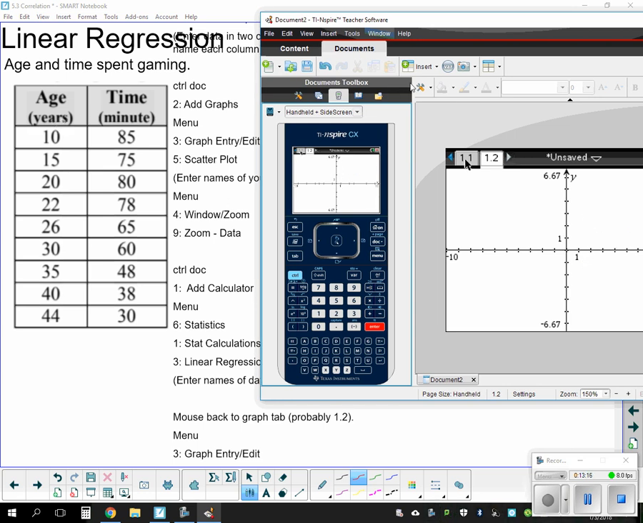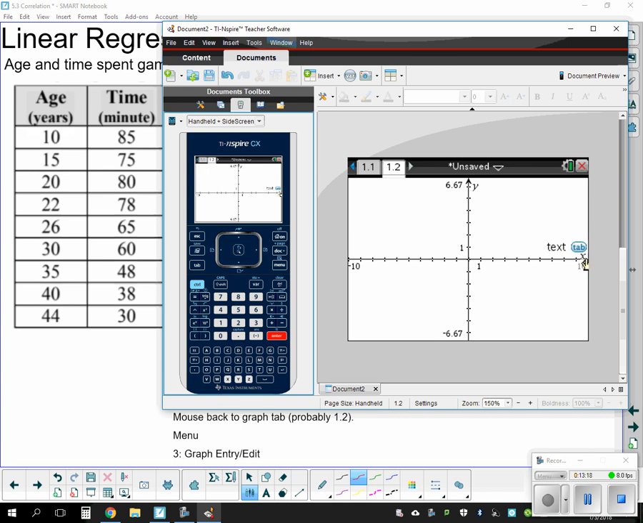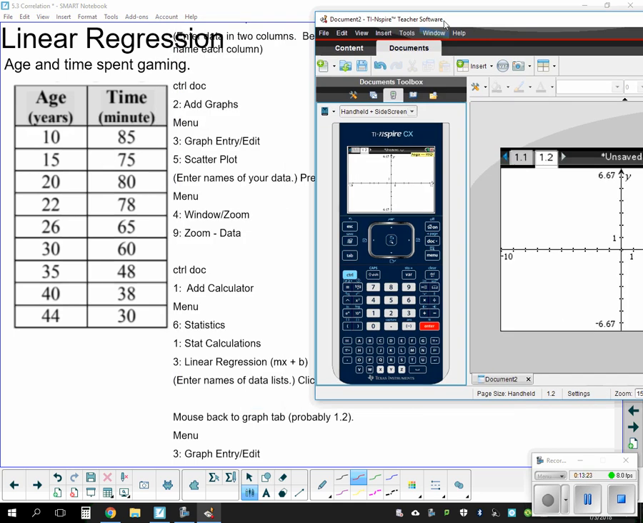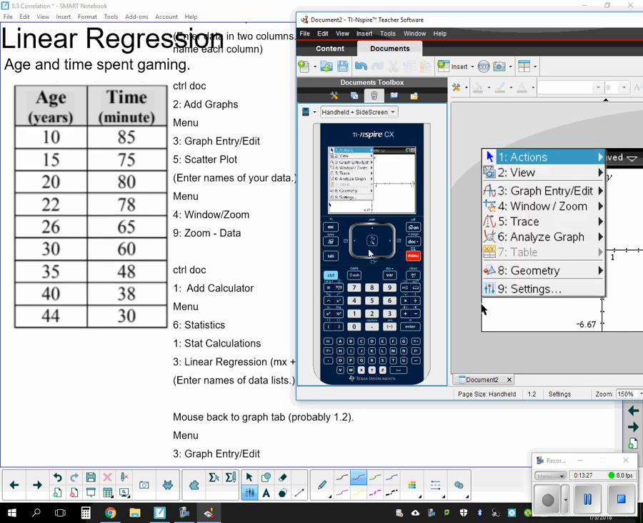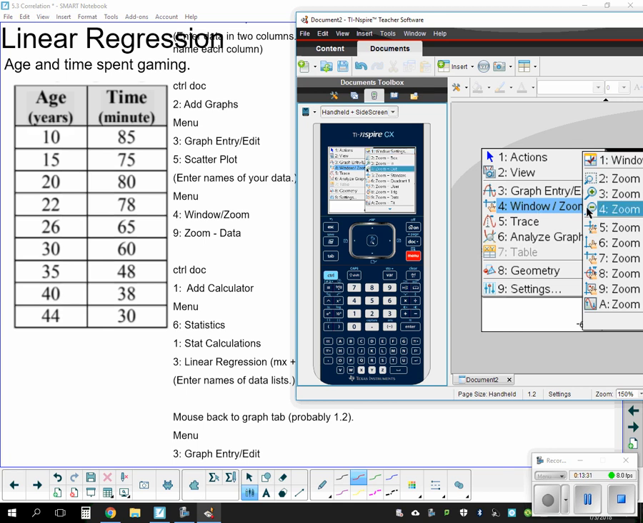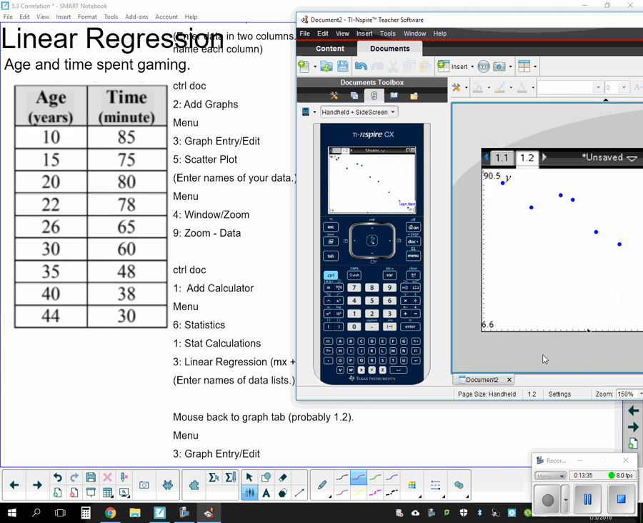Can't really see anything. It doesn't look like anything happened, but it's just because it's off of my graph. My X values start at 10. I can't even, that's the first one I can see. My Y values are all the way at 85 for that, so I've got to change my window. So menu, window zoom, which is option 4, and then I want to choose option 9, data. So that's just going to zoom in on the data that we have.